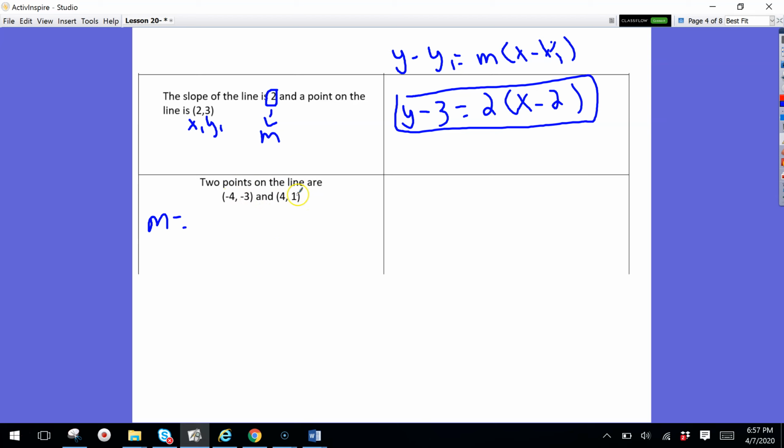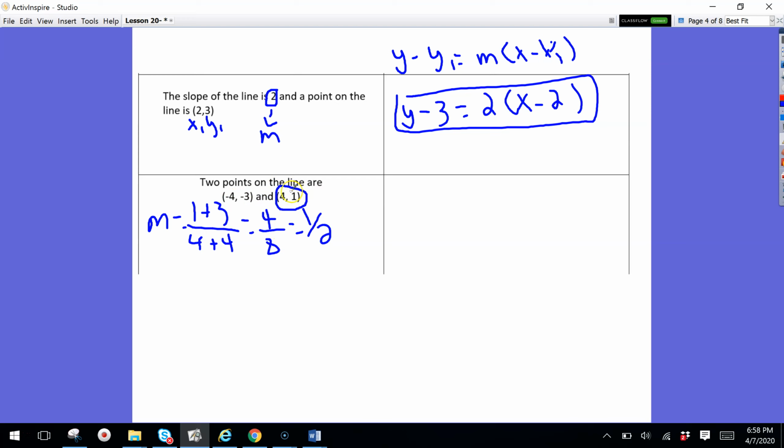So I would do 1 minus negative 3, which is 1 plus 3, over 4 minus negative 4, which is 4 plus 4. Again, we're using our slope formula, which is y2 minus y1 over x2 minus x1. So here I would have 4, and down here I would have 8, and this simplifies to 1/2. So my slope here is 1/2. And in this case, I only need 1 point for point-slope, so I can pick one or the other. I think this one just looks a little bit more attractive to me because it doesn't have negatives.